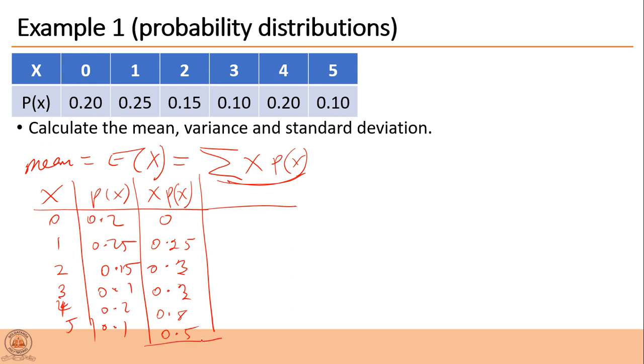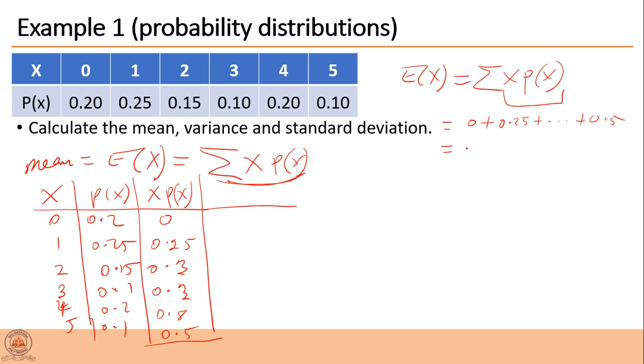So the expected value of x will be the summation of this column called x multiplied by p of x. So sum all of them, 0 plus 0.25 all the way to the end. If we punch it into our calculator, we should be able to get something like this. So this becomes the expected value of x given the data in the table above.